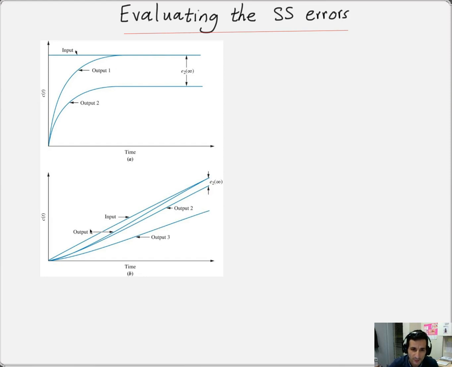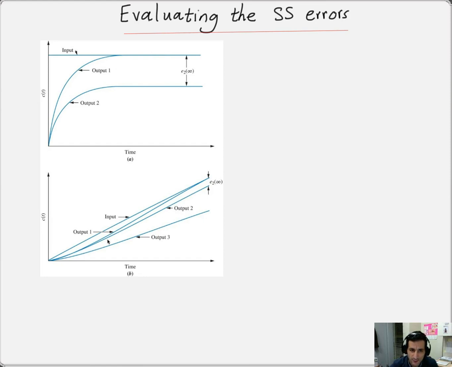So you see the output 1 eventually going to reach the same slope of increase associated with the input, and of course, as you see, the difference between this desired input and the output 1 eventually is going to be 0, and that's why we have here a 0, what is called tracking error, or a 0 steady state error.